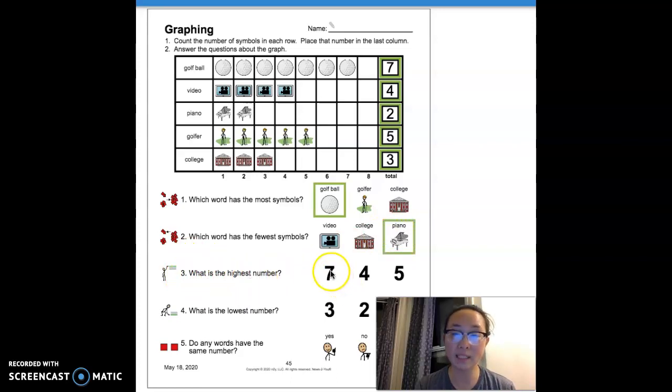Number 3, what is the highest number? So we have the numbers 7, 4, and 5. Which number is the highest? If you look here, we see 7, 4, and 5. And 7 right here. Golf balls has 7. That is the most. It is the highest number. Let me scroll up a little bit.